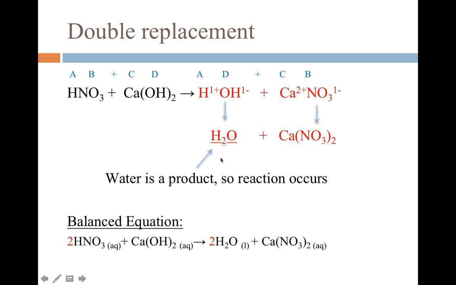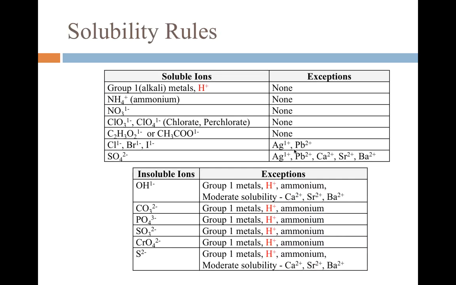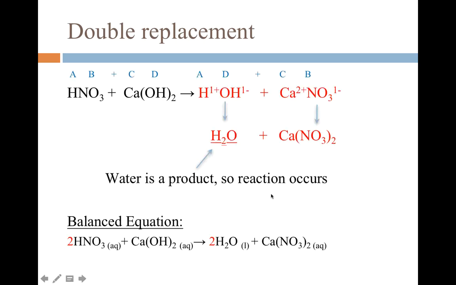For calcium nitrate, you can look at your solubility rules. Looking at your solubility rules for calcium nitrate, nitrate ions are soluble and there are no exceptions. So calcium nitrate is soluble. And so that is how you can know for sure that the calcium nitrate is aqueous. So this is the final balanced equation that you should get.